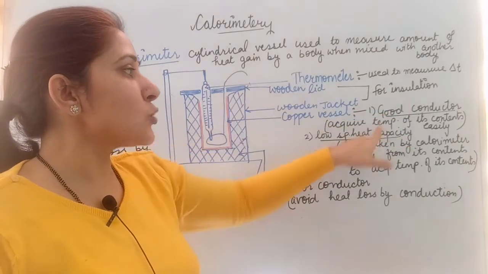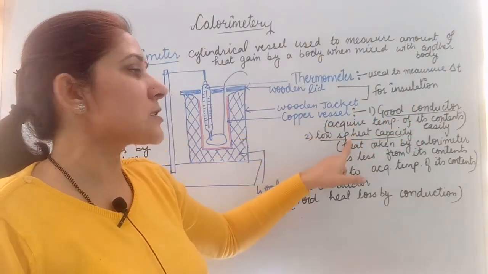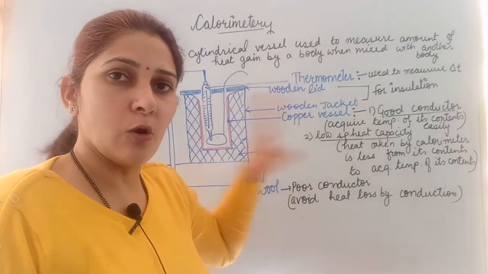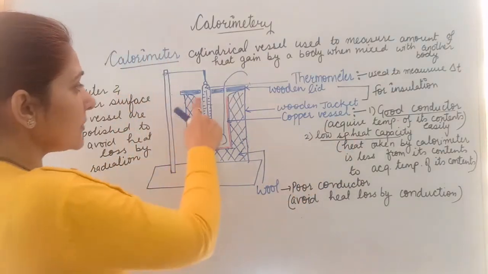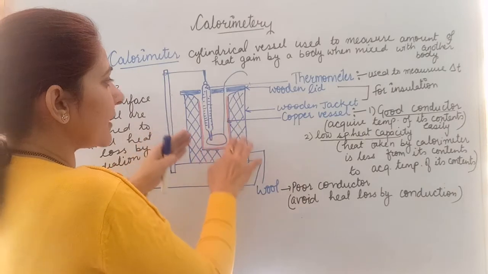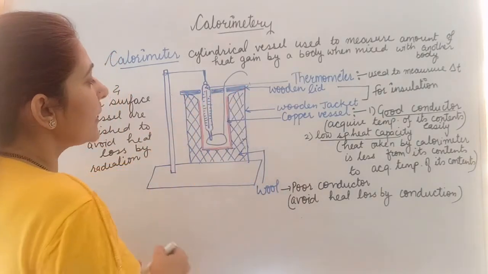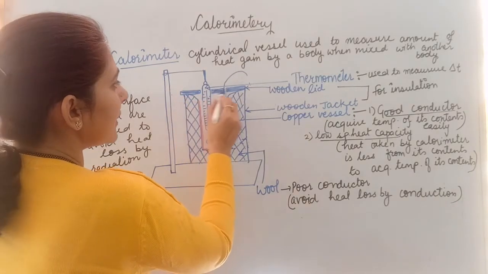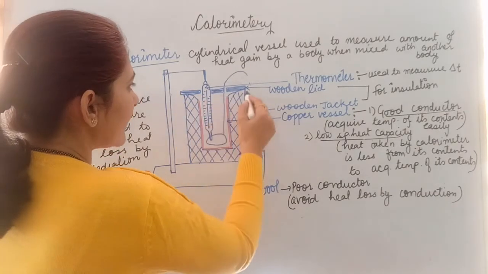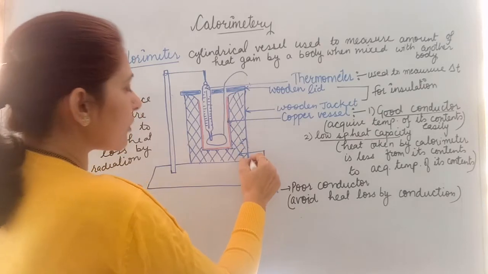Because of these two qualities, it is a good conductor and its specific heat capacity is very low. Okay, next thing, this copper is fitted in a wooden jacket. This is the wooden jacket, and the lid which we are using over here is also made of wood. This is the lid, and this outer covering is your wooden jacket.